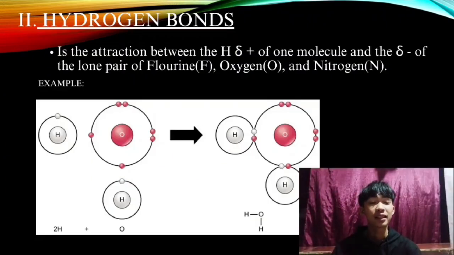The second one is hydrogen bonds. What are hydrogen bonds? It is a special type of dipole-dipole interaction that occurs when a hydrogen atom is bonded to highly electronegative atoms such as nitrogen, oxygen, or fluorine and interacts with lone pairs of electrons on neighboring molecules. It's found in molecules with N-H, O-H, or F-H bonds.